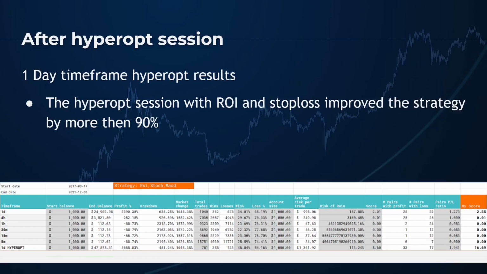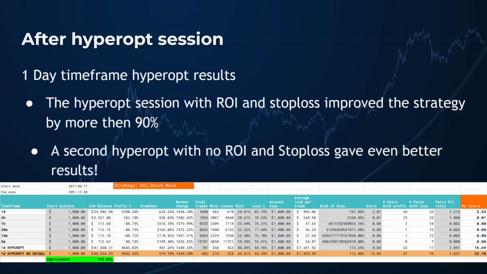By doing this, I could even improve the results of the strategy further and got a profit of 5,952% with less drawdown. And the nice thing is that my win rate and risk of ruin were almost similar to the strategy with the ROI and stop loss activated. But be aware that by doing this I have curve fitted the strategy a little bit too much I think, so take this in mind when you do your own research on this strategy.